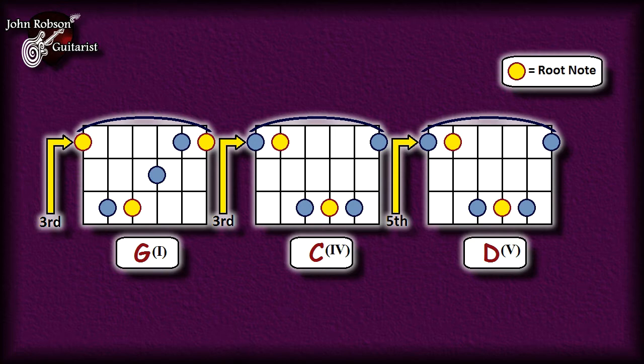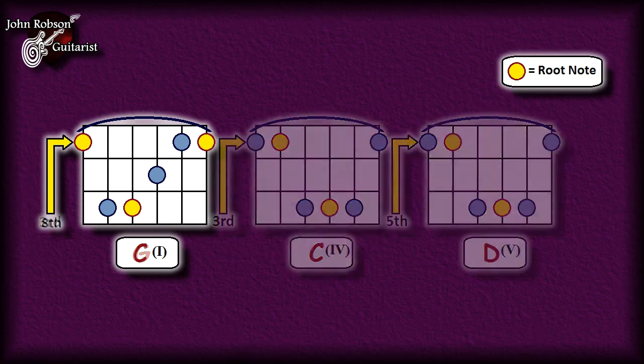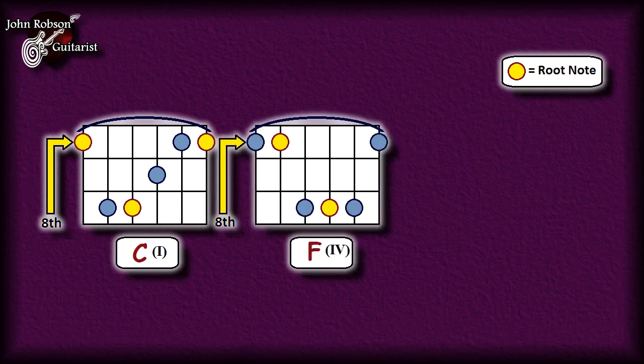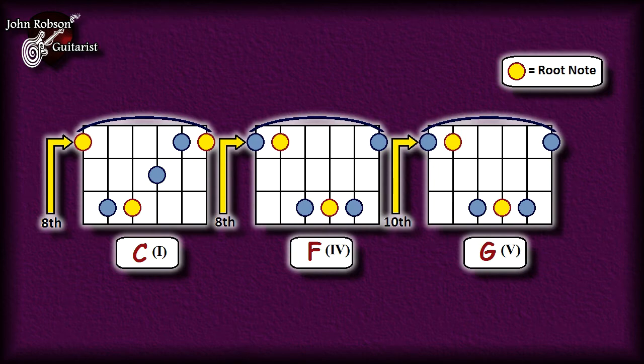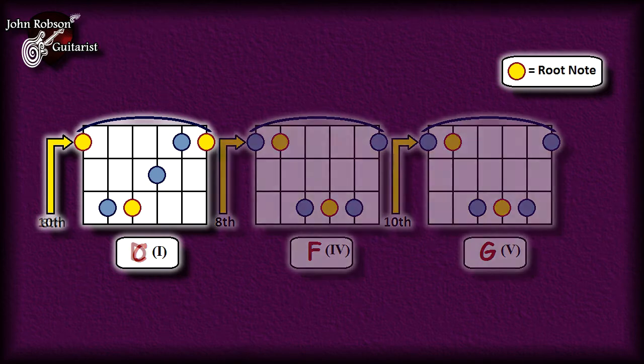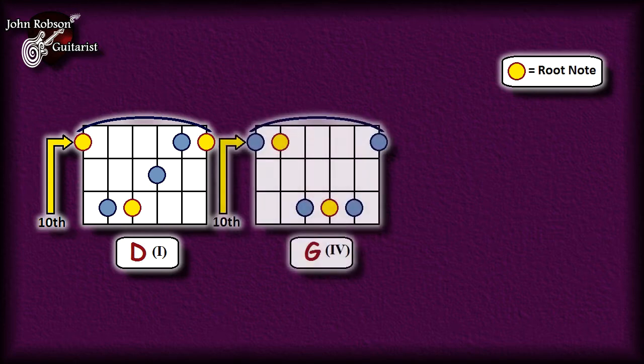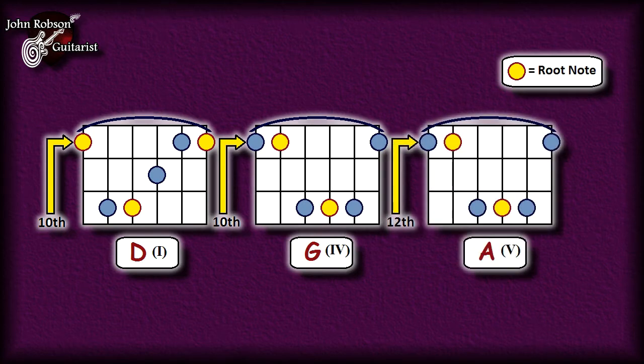And you can use this method to figure out the 1-4-5 relationship in any key. For example, if you started this whole process at the 8th fret, your 1 chord would be C, your 4 chord would be F, and your 5 chord would be G. And if you were to start at the 10th fret, your 1 chord would be D, the 4 chord would be G, and the 5 chord would be A. So as long as you have a reasonably good working knowledge of bar chords, it's very easy to figure out the 1-4-5 relationship in absolutely any key.